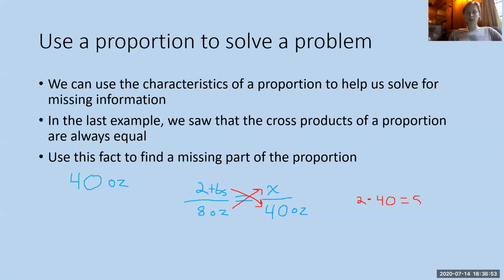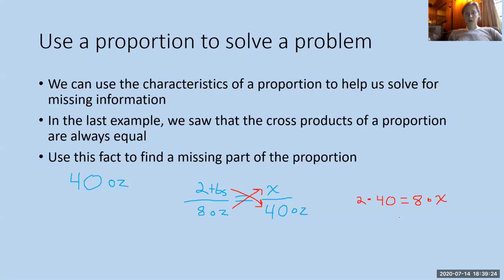So 2 times 40 should be equal to 8 times the missing value. So what we've done here is we've set up a little equation that we can now solve for the missing value, for the variable x, right? A variable, we've talked about that word before. A variable is a letter that stands in for a missing or an unknown number.